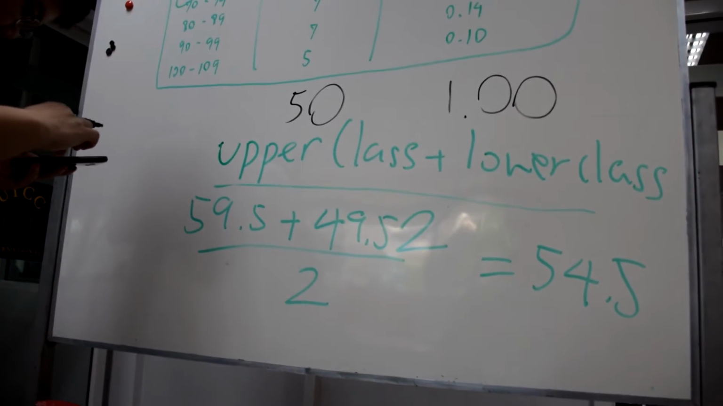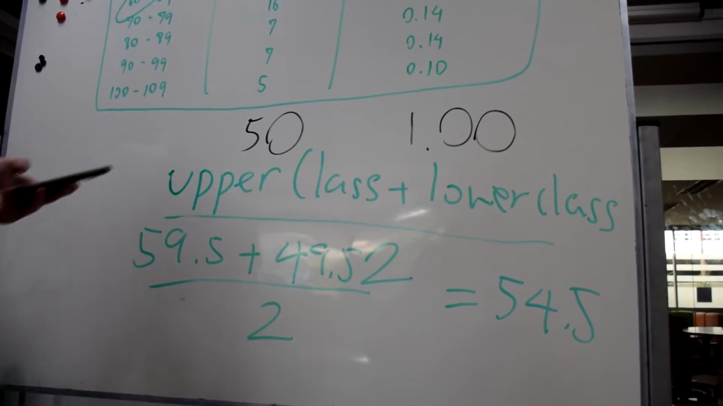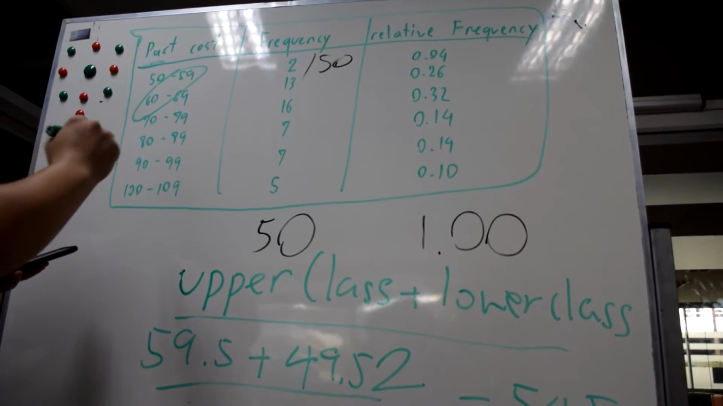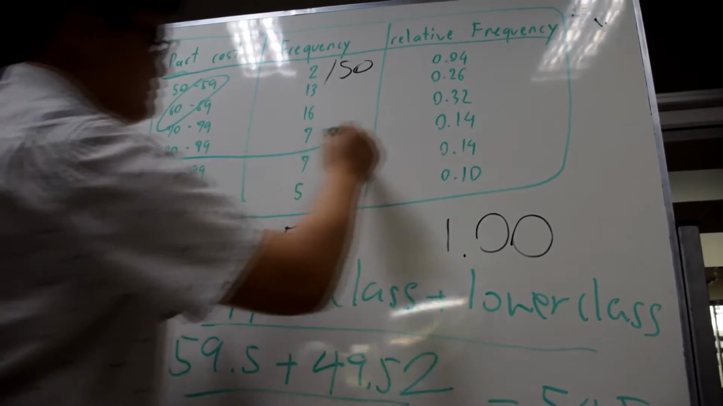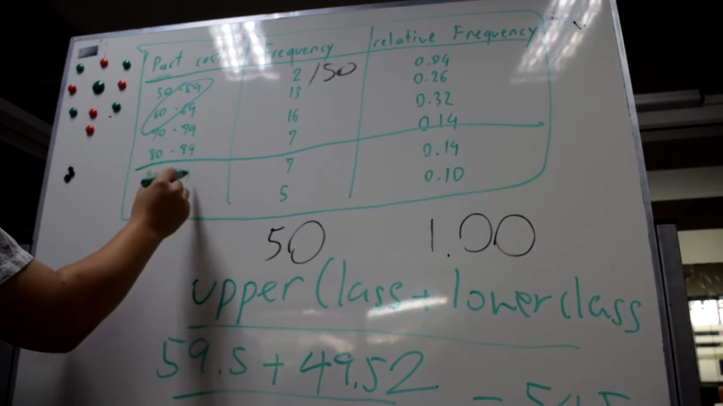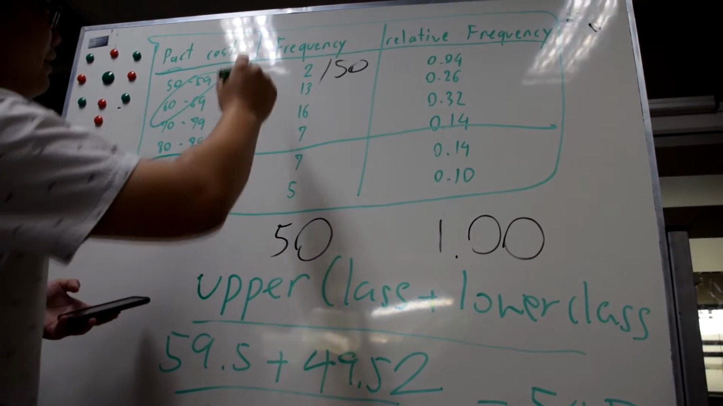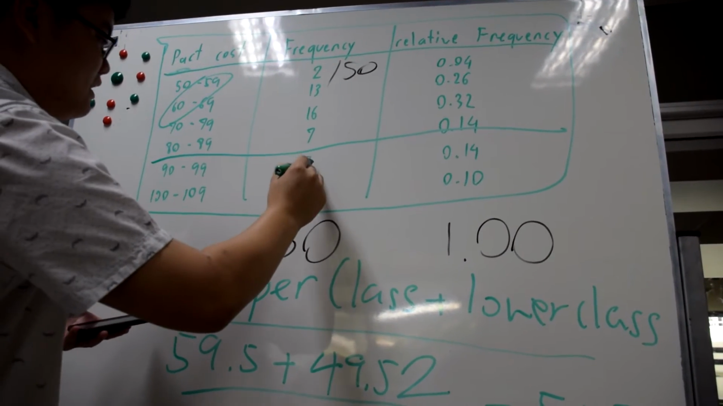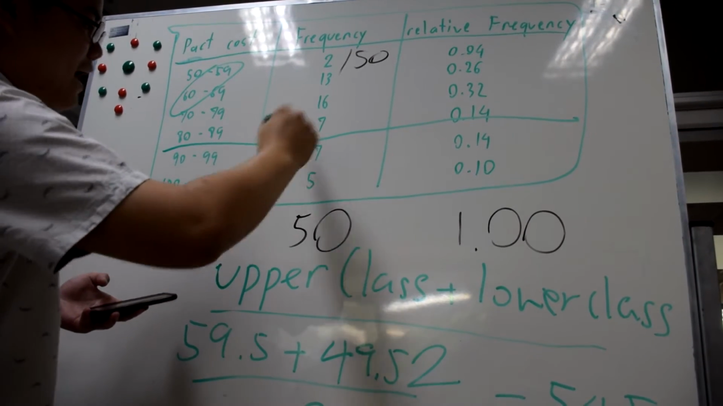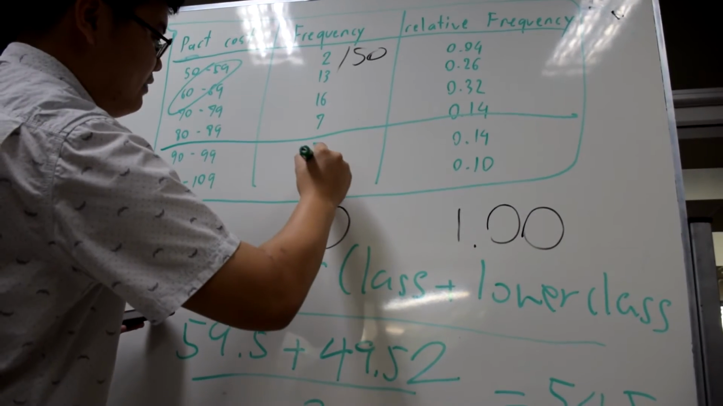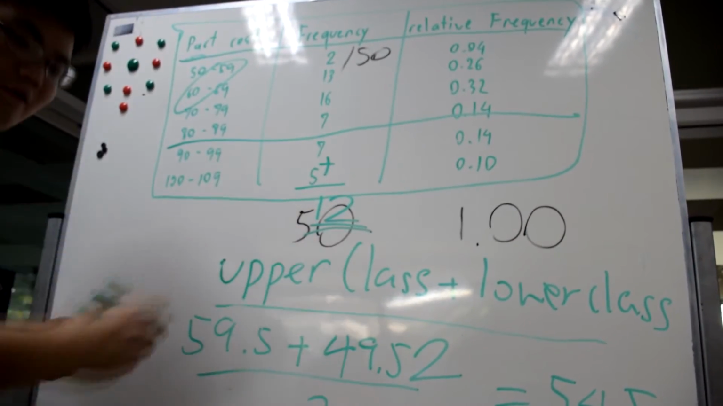The number 7. What is the frequency of the parts that cost 90 or more? We use the classes 90 to 99 and 100 to 109. We have the frequencies 7 and 5. Then we combine them: 7 plus 5 equals 12. The answer is 12.